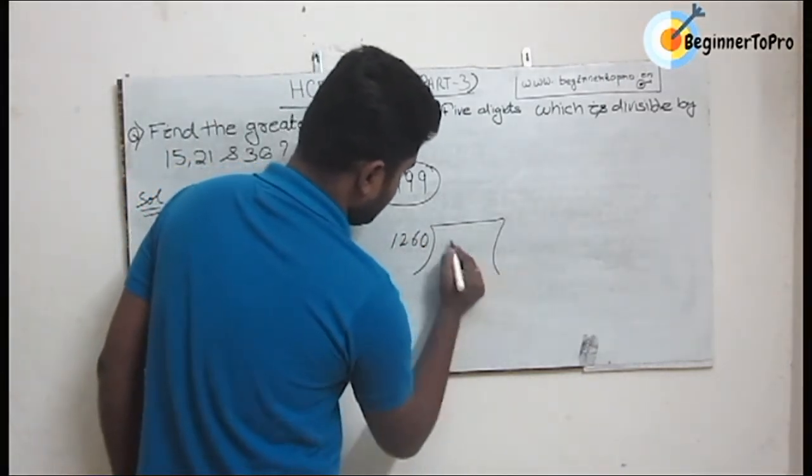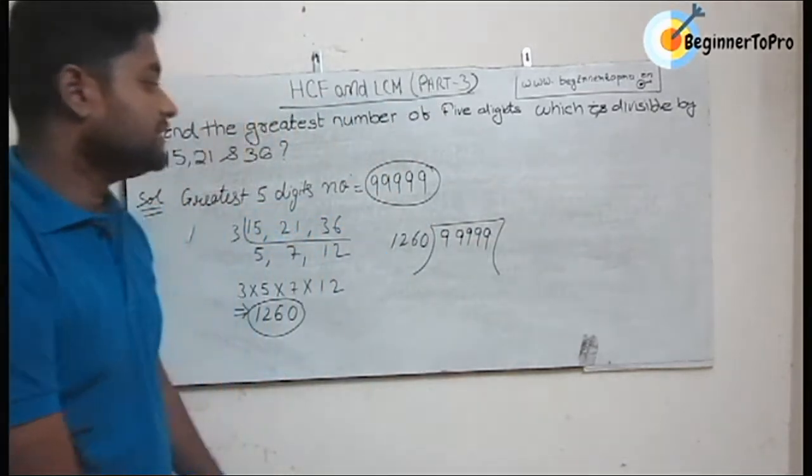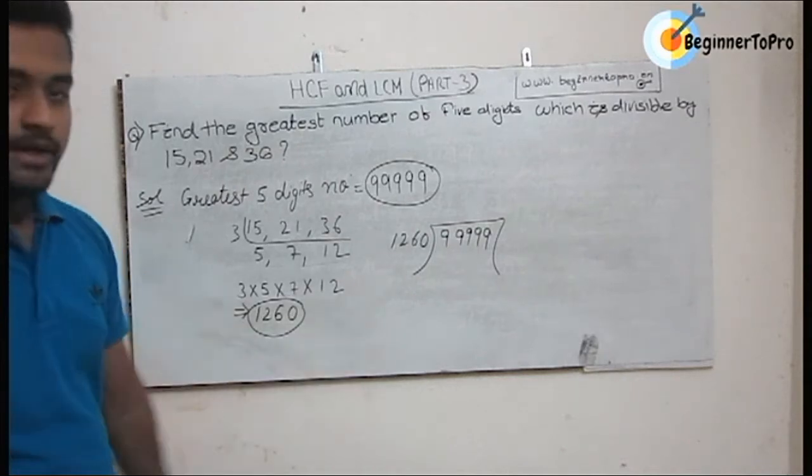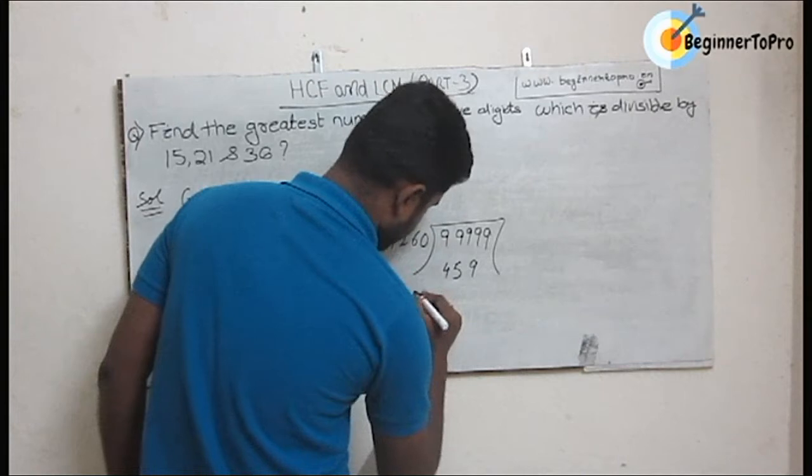1260. When we divide the greatest 5-digit number by it, what will be the remainder? So the remainder will be 459.